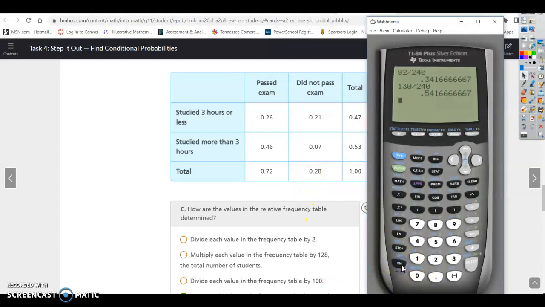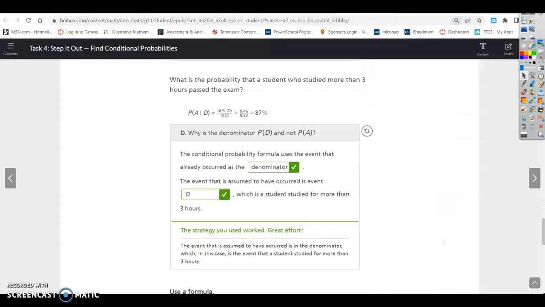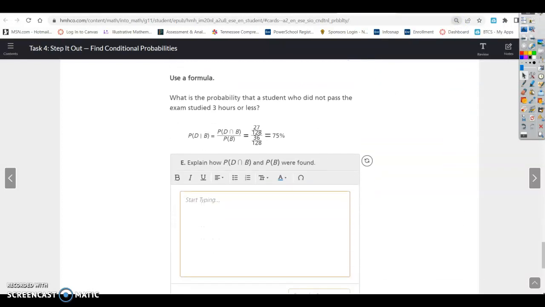Let's see what that is. 0.21 divided by 0.28. And that's going to be 75%, which is what they have. They've just used the numbers from the frequency table instead of the relative frequency table, but you're going to get the same thing because we just divided those two numbers.